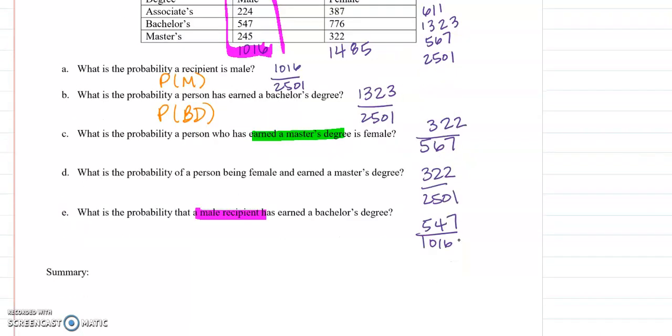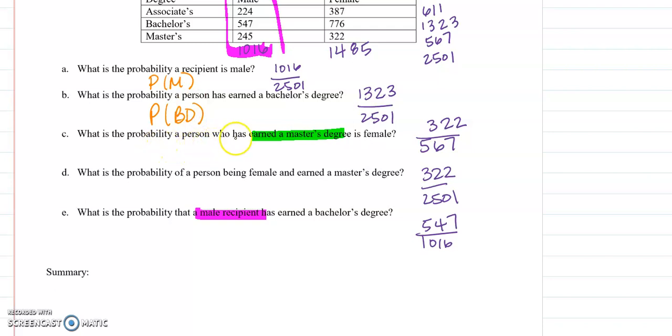All right. So let's go back to parts A through E and give an abbreviated notation because these sentences are good, but sometimes we ask you to do problems where the notation is just a little faster. So in part A, the probability a recipient is male, perhaps we could have said this. Find P of M. Part B, the probability a person has earned a bachelor's degree. Find the probability of BD.